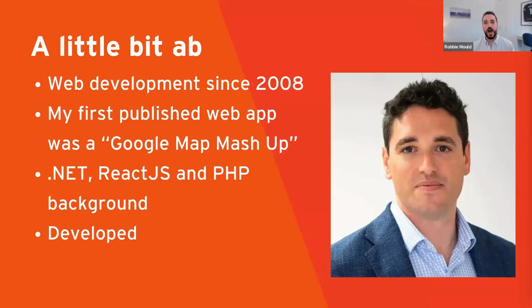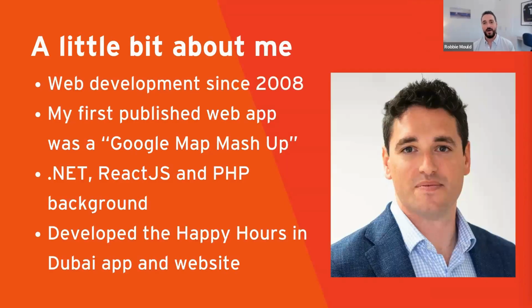So, quick introduction about me. As I mentioned before, my name's Robbie. I'm the managing director at Matavis. I've always been in web development ever since I graduated from university with a computer science degree all the way back in 2008. My first web app that I published as part of my dissertation, which did go to the public, was a Google Map mashup. And this is the first time I experienced a front end and a database with a load of data, and then connecting the two together.